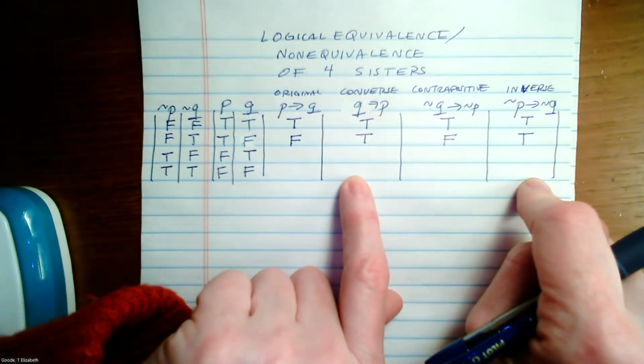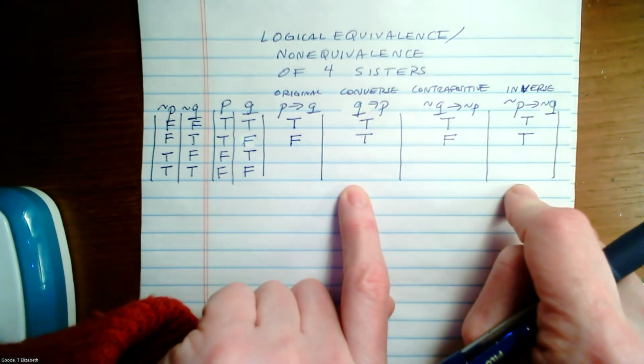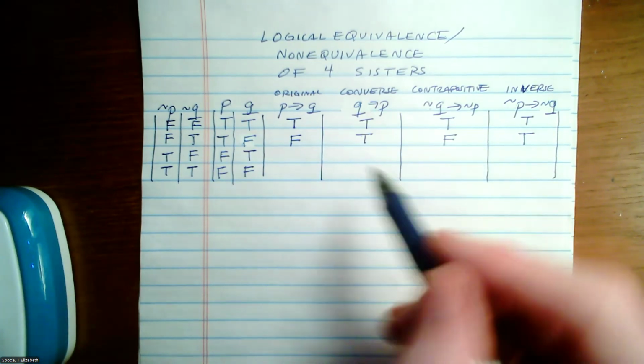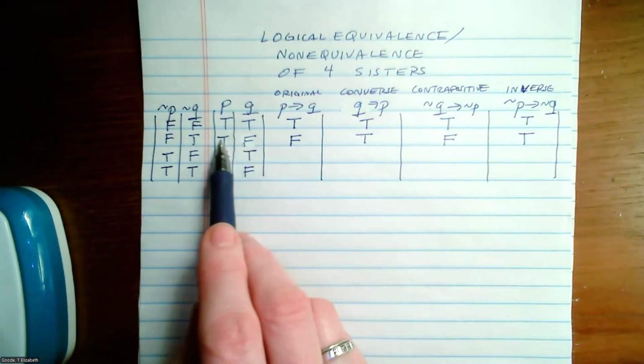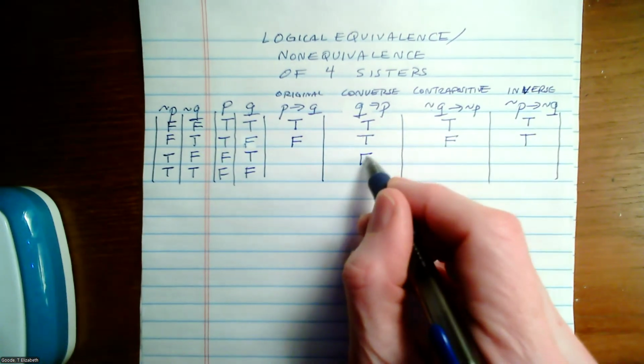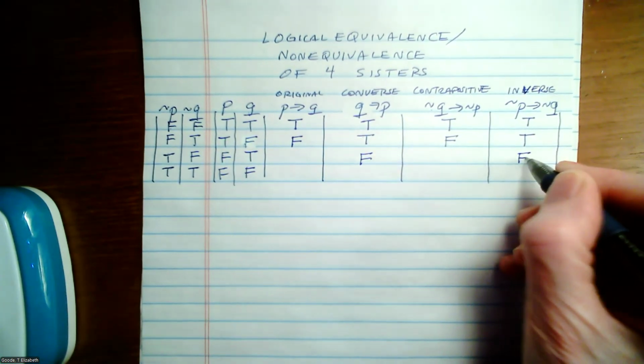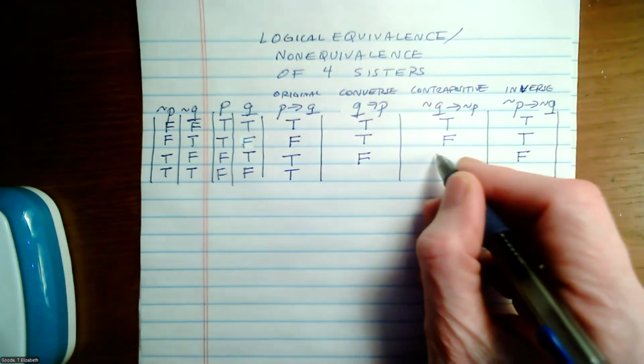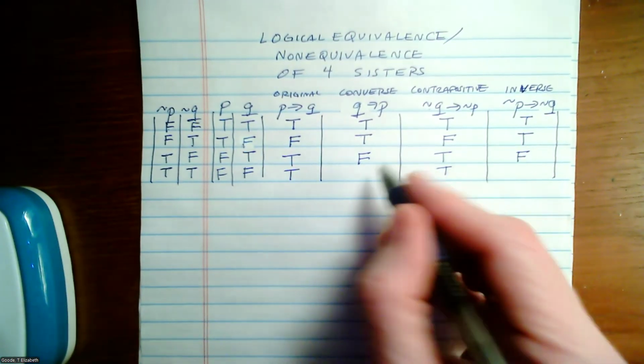And the converse and the inverse will always have the same truth value in every row. That means no matter what you plug in for P and Q, no matter what their truth values, the converse and the inverse are always going to evaluate to the same value.